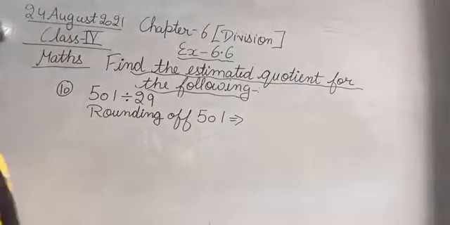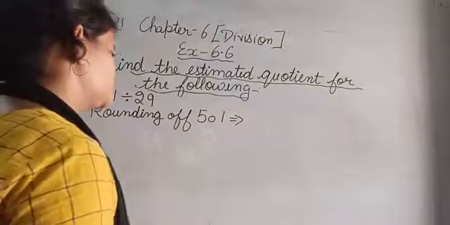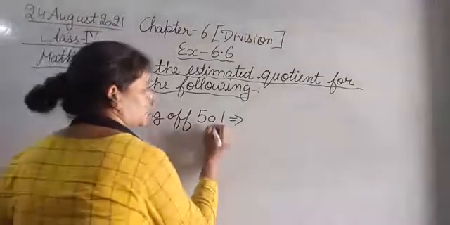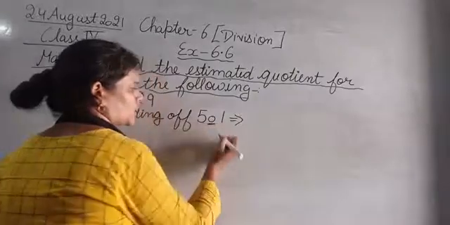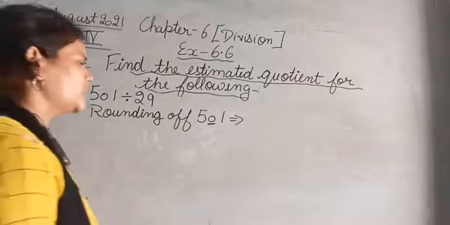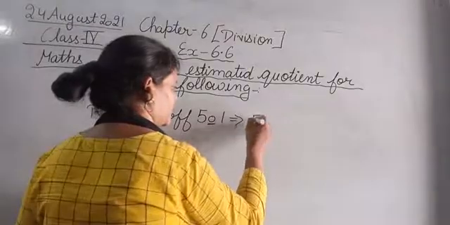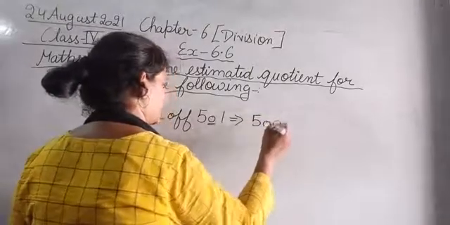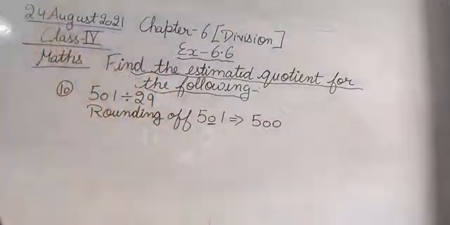So we will observe the digit that is at tens place. At tens place we are having 0 which is less than 5. So we will round it off to the previous 100 and the number will become 500. So when we round off 501 to the nearest 100, the number will become 500.